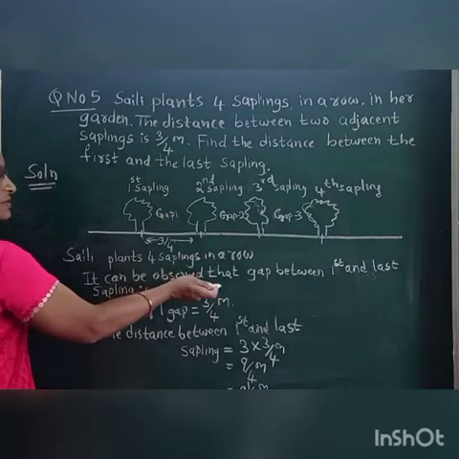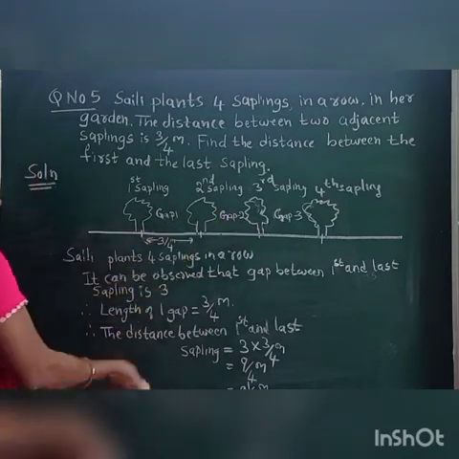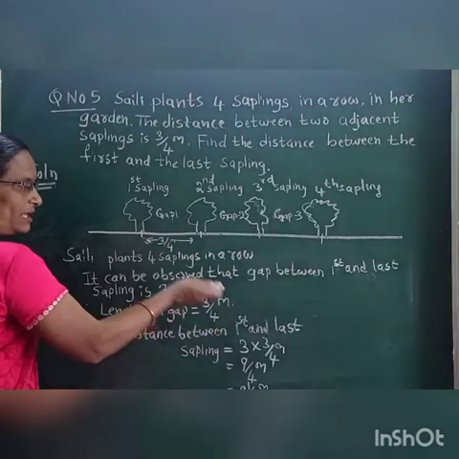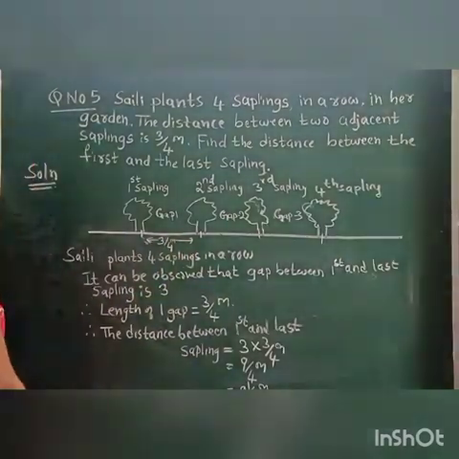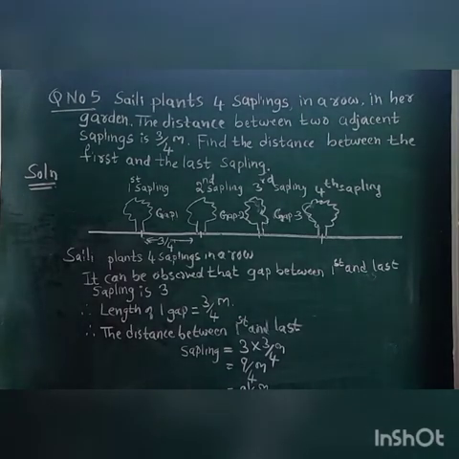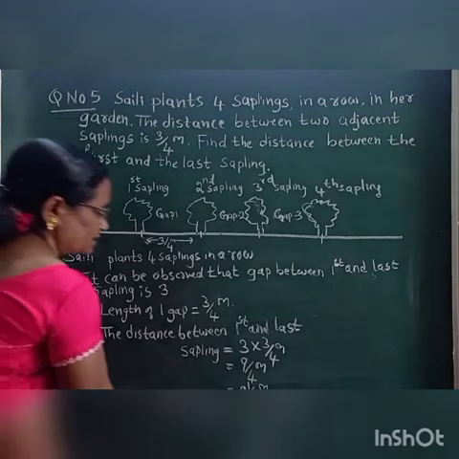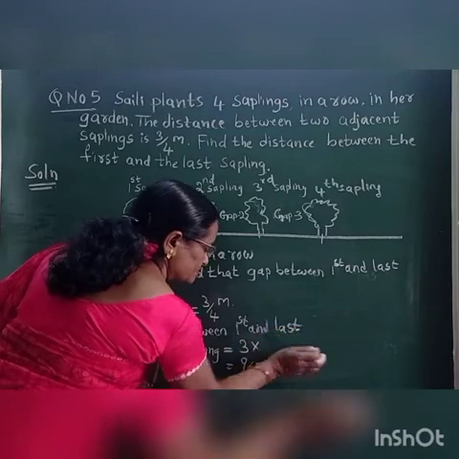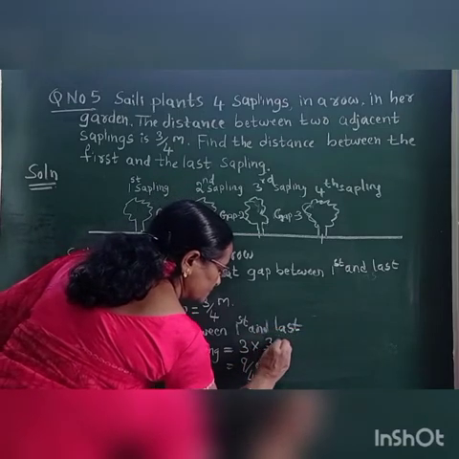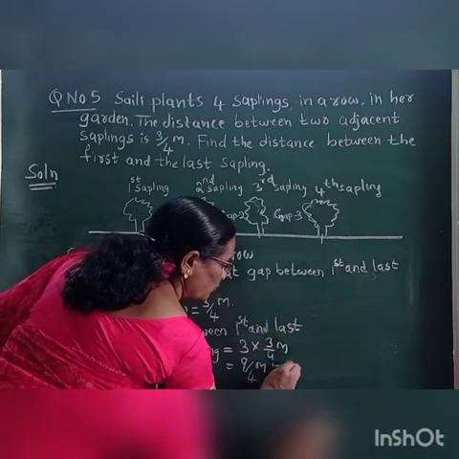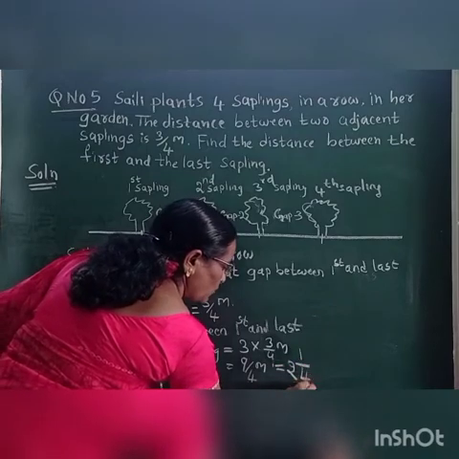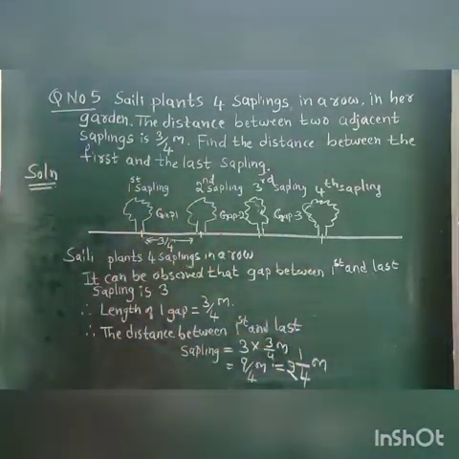So it can be observed here. How many gaps? 3 gaps. And the length of one gap is 3 by 4 meters. So the distance between first and the last sapling is 3 into 3 by 4. We have to simplify it. We will get 9 by 4 meters. You write it in the mixed fraction. You will get 2 integer 1 by 4 meters.